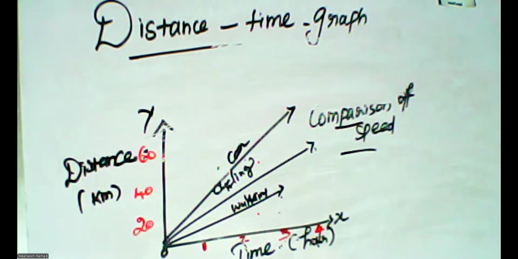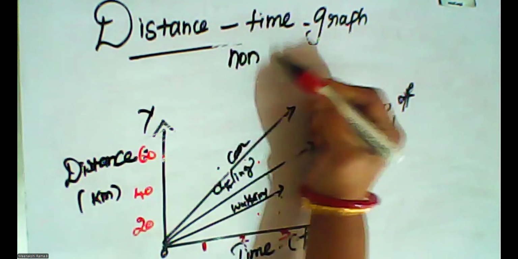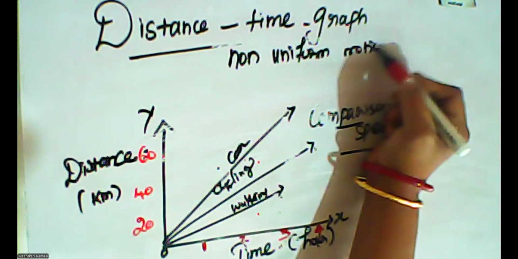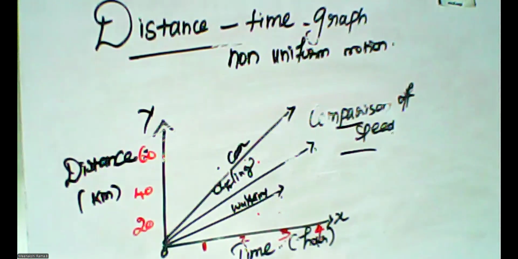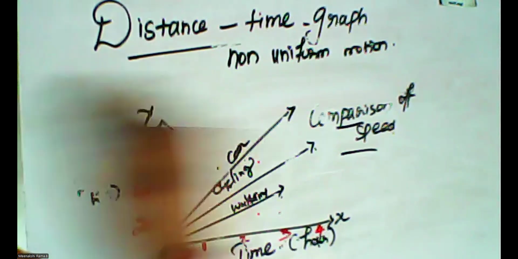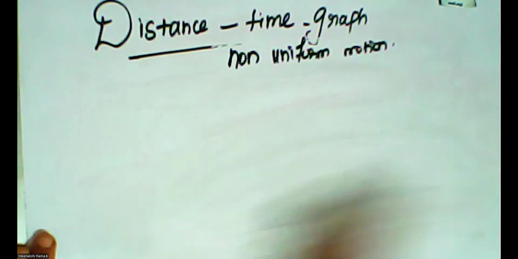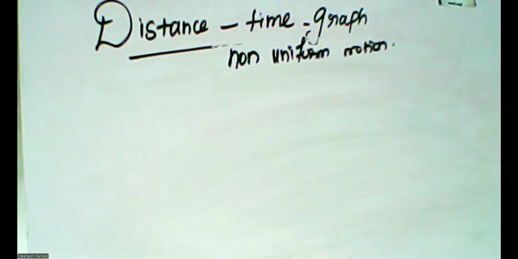Next is the distance-time graph in non-uniform motion. Non-uniform motion means the distance and time interval are not equal. In non-uniform motion, the distance and time interval are not equal. So non-uniform motion means accelerated motion, for example, by a car.